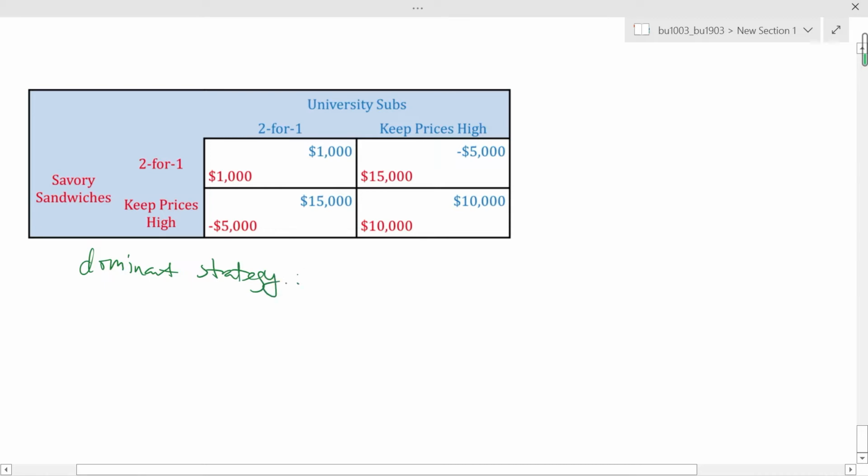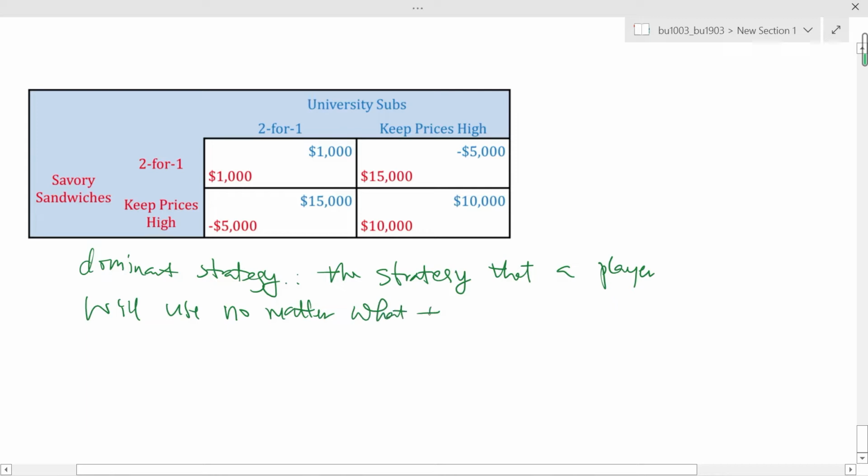So what is a dominant strategy? A dominant strategy is the strategy that a player will use no matter what the opponent does. Okay, so it's actually easy, or I would call it mechanical, to check for dominant strategies.